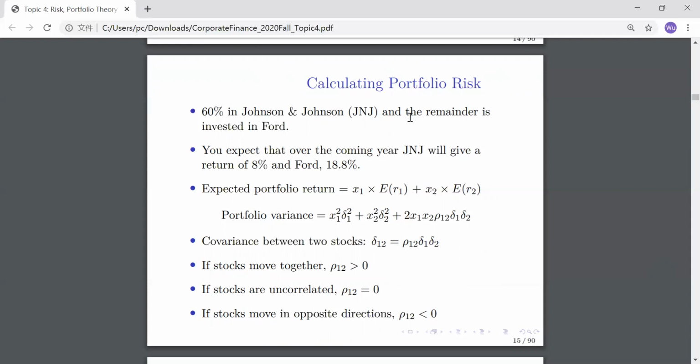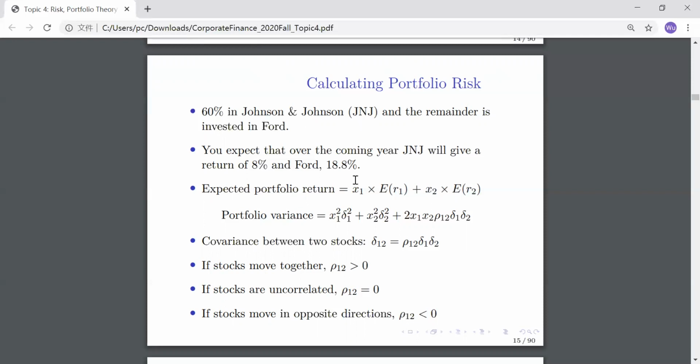So let's look at this portfolio, right? Suppose you have 60% in Johnson & Johnson and the remainder is in Ford, so 60% Johnson & Johnson, 40% in Ford. In that case, the expected return of Johnson & Johnson is 8%. The expected return of Ford is higher, it's 18.8%. So now you can see Ford is more risky, right? Because it offers a higher return.